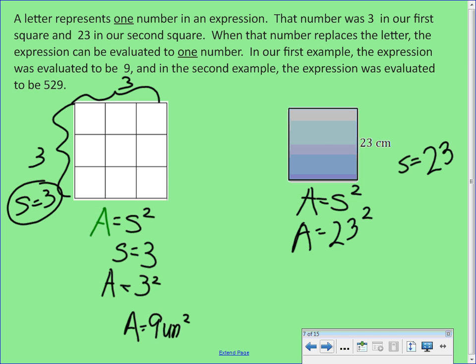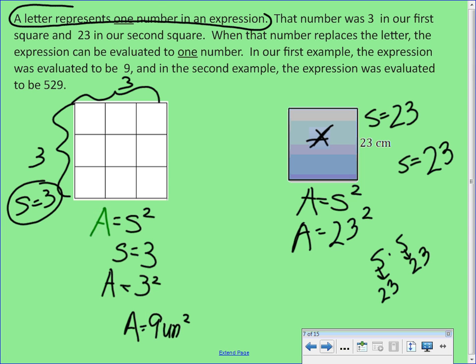So in this example, every time we see the letter S, I know it equals 23. When I did S times S, if that S is 23, that S has to be 23. It can't equal anything else. A letter represents one number in an expression.